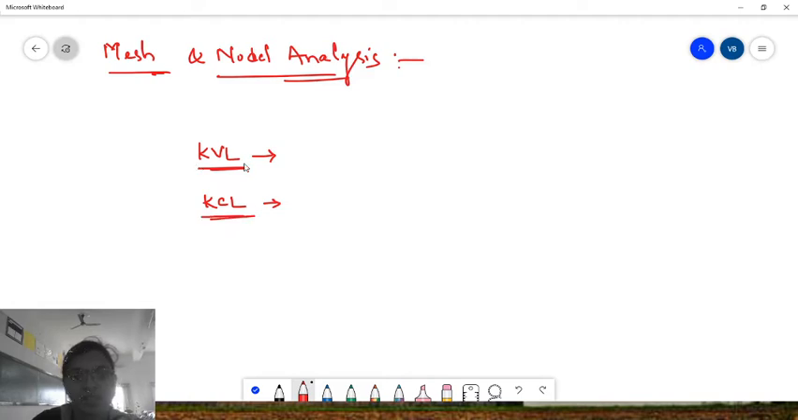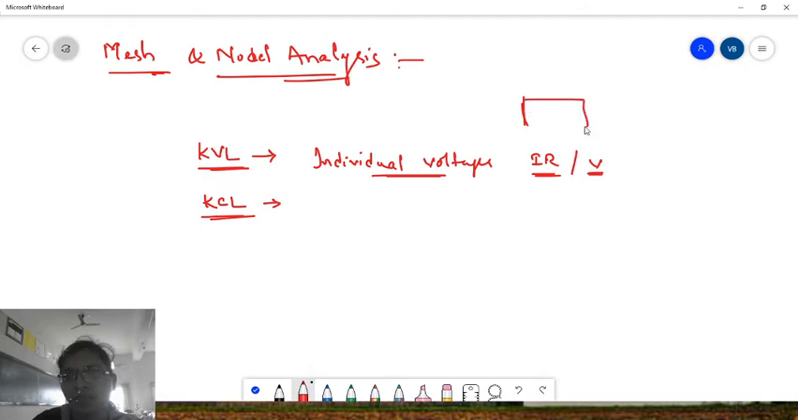So KVL, that is Kirchhoff's voltage law, states that the total of the individual voltages in a particular loop equals 0. Here we are going to write the individual voltage equations in terms of I into R, or else directly we are going to write V. So the individual voltages in a particular loop equal 0, that is KVL.